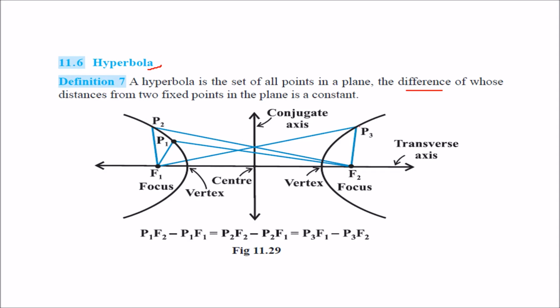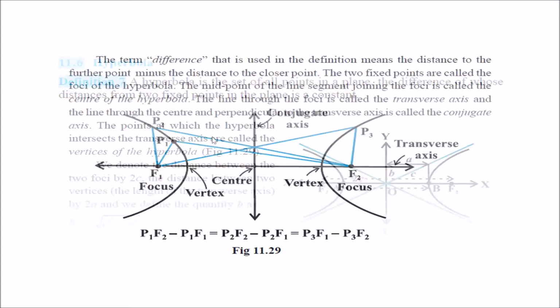So the distance of any point from F1 and F2, these two being the foci, the difference of the larger distance from the smaller distance will always remain constant. You take any point, be it P1: P1F2 minus P1F1 will always be equal to P2F2 minus P2F1. Remember, we are subtracting the smaller side from the larger side.